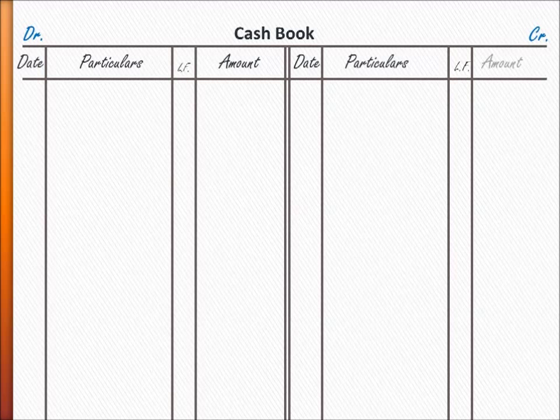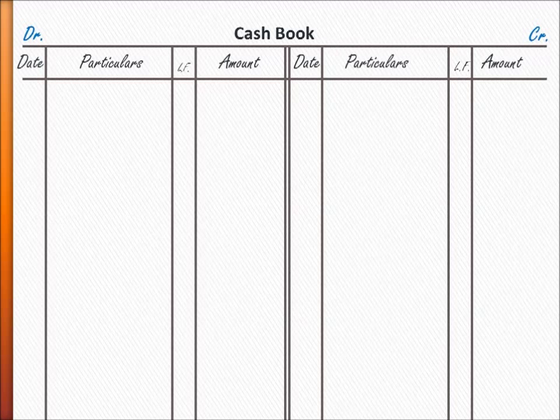So let's have a look at the format of the cash book. The cash book is prepared in the same way we used to prepare the ledger, means T shape. On the left hand side it is debit, and on the right hand side it is credit. The columns will be date, particulars, LF, amount, and in the same way on the credit side, date, particulars, LF, amount.